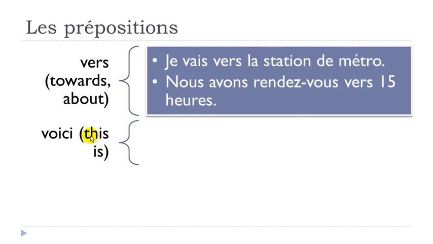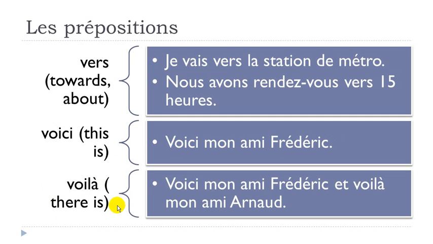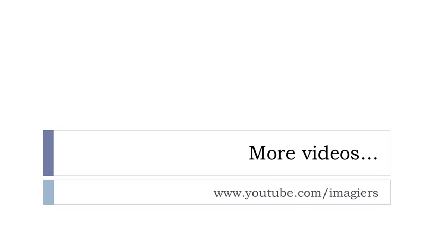Voici could be translated with this is. We tend to use it quite often if we introduce persons. So, voici mon ami Frédéric. And then normally it goes with voilà, and voilà will mean there is. So I made this little example. Voici mon ami Frédéric et voilà mon ami Arnaud. So voilà normally will come after voici. And that's it. I hope it was clear for you.